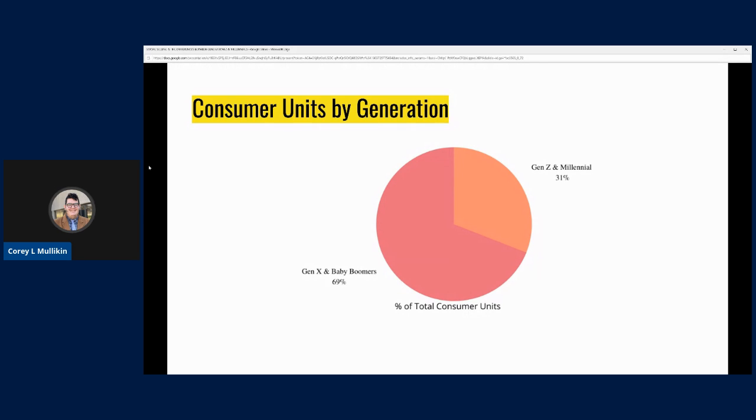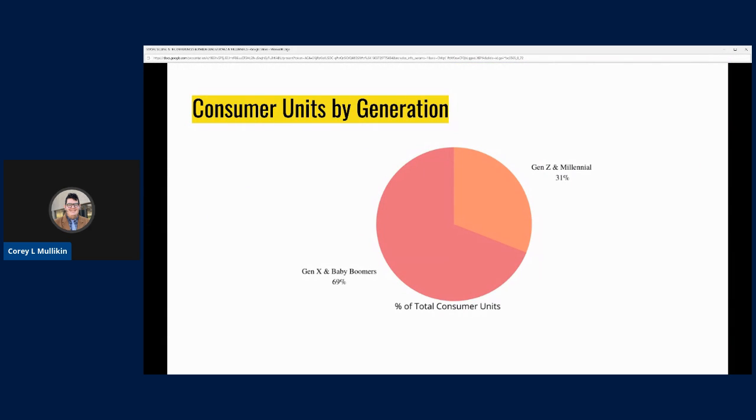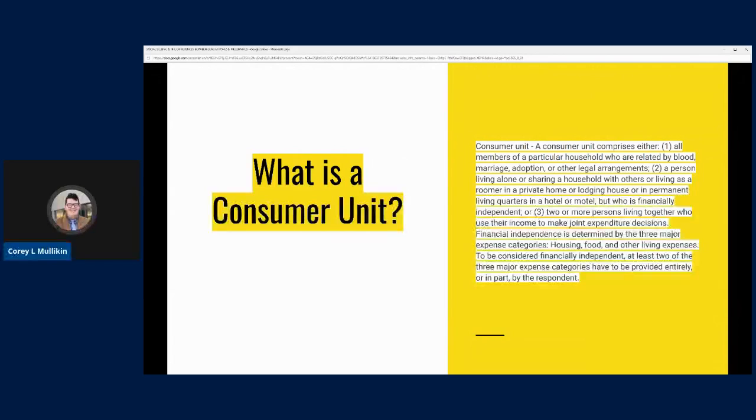So next up is the consumer units. This comes from the Consumer Expenditure Report by the United States Bureau of Labor Statistics. And it looks at the overall groups of expenditures. So let's just take a step back. What is a consumer unit?